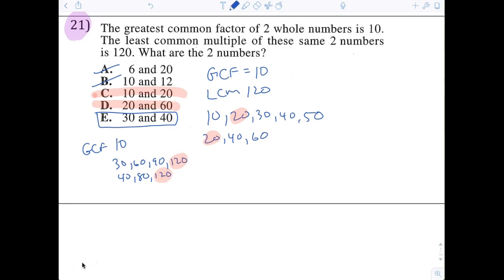All right, that was kind of hard. I put that in there just because I wanted to verify that you understand the difference between a factor and a multiple. That's usually on standardized tests, especially at your level, because they know kids confuse factors and multiples. Everybody good on that? All right, here we go. 22.